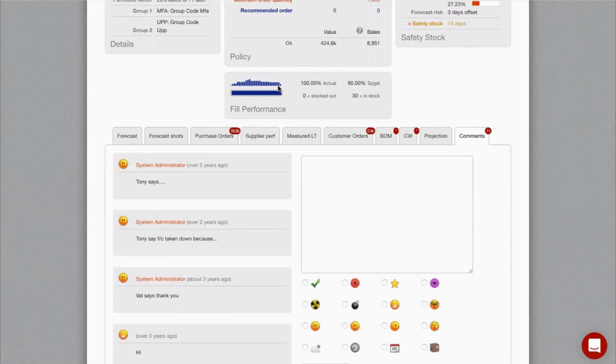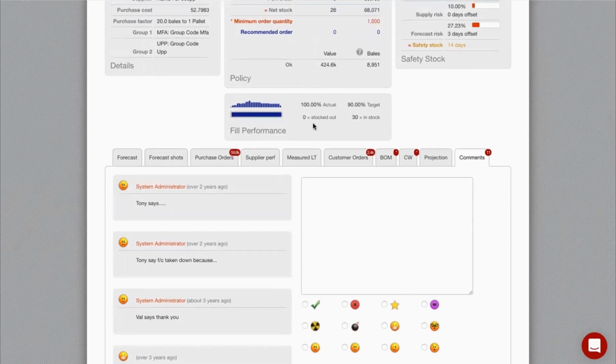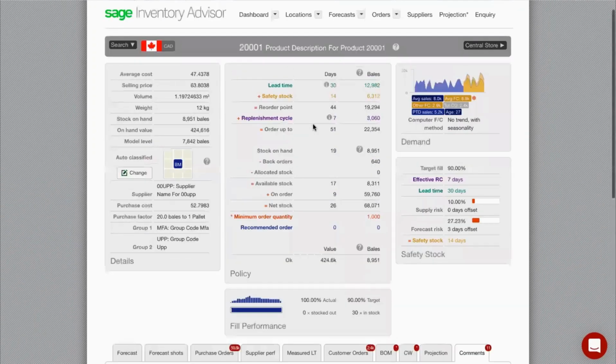What we do is we have a look at a 30-day rolling history. We have a look at our stock levels, and the percentage of stock-in versus stock-out days is our fill performance. In this case, even though we got quite low a month ago, we never stocked out. So we have a 100% fill rate on this item against a target of 90. But if we were stocked out 15 days and stocked in 15 days, that would be a 50% fill rate calculation. So that's the fill performance calculation.